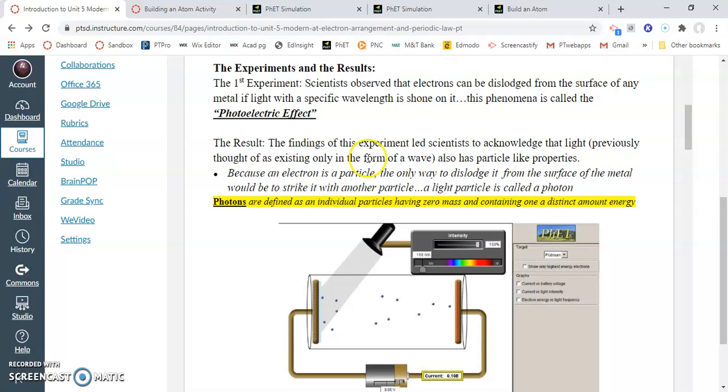The result was that we needed to acknowledge that light that we thought of only as a wave before could actually be treated or studied as a particle. Because an electron is a particle, the only way to dislodge it from the surface of the metal would be if the light that was shining on it was acting like a particle. And we call these light particles photons.